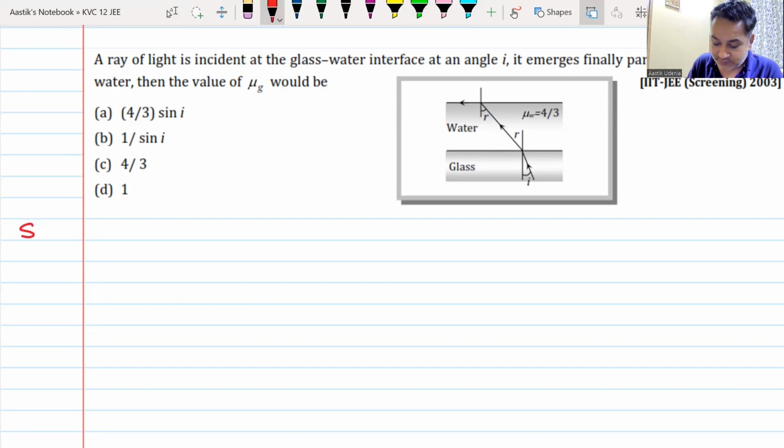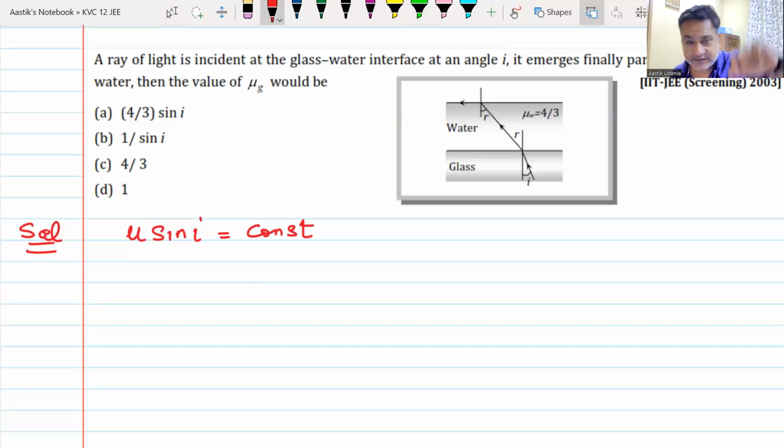Okay, shall I solve it for you now? Yes or no? Yes, sir. No one got the answer, sir. Okay, see, this is how you apply what you have learned in the class to questions. Do you remember this? Mu into sin I is constant. Do you remember something like this? I told you some time back. Two classes back, right? Yes, sir.